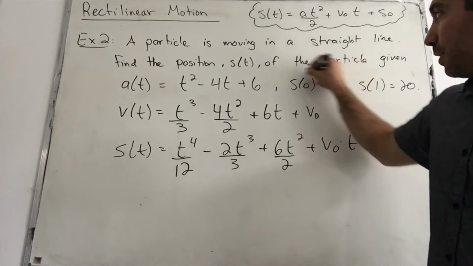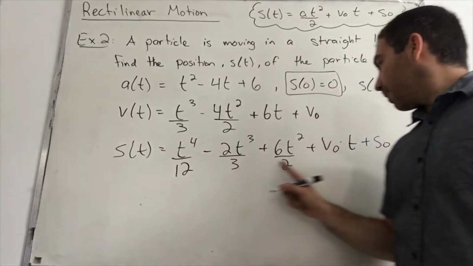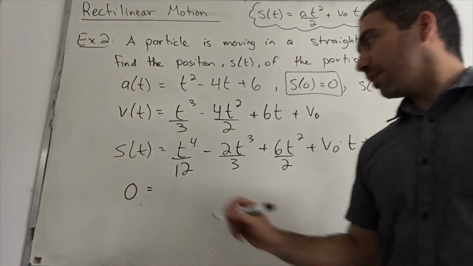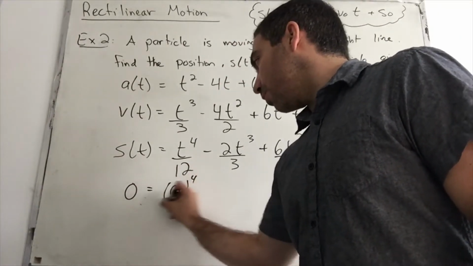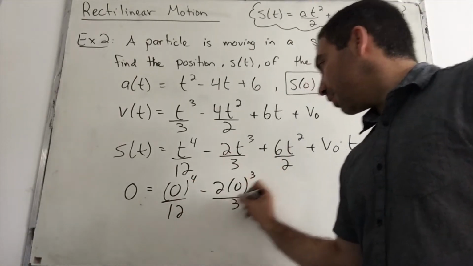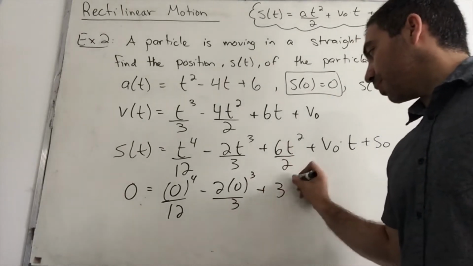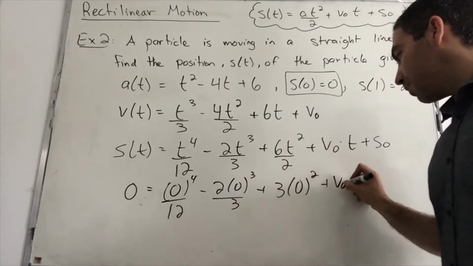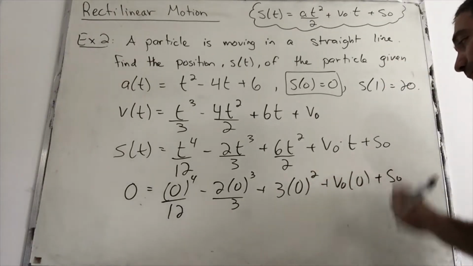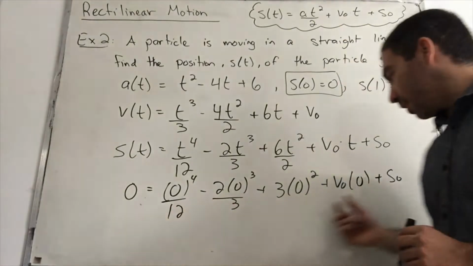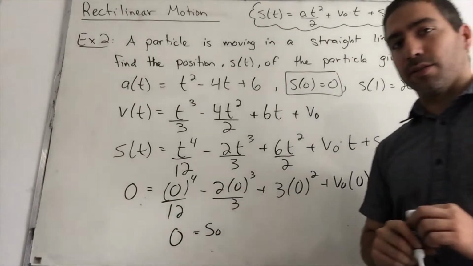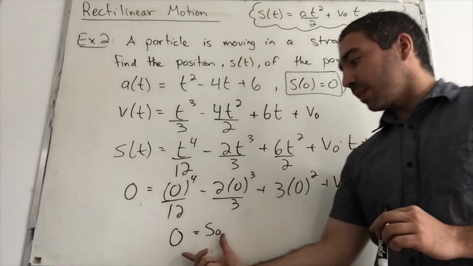First, let's use the first initial condition, that S of 0 equals 0, to find your S0. So that means that t is 0, S of t is 0. Replacing it, you get 0 to the 4 over 12 minus 2 times 0 cubed over 3 plus 6 over 2 is just 3, so I'm going to write 3 times 0 squared plus v0, which we don't know, but it's multiplied by the time, which we're replacing with 0, so that's gone, plus S0. Notice they all have 0, so they all cancel, and we're left with S0. So the constant S0 is essentially 0. So we use the first condition, that's done.